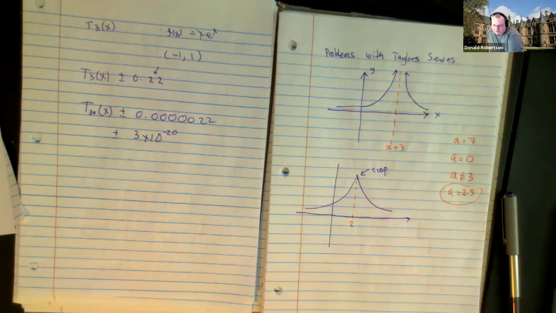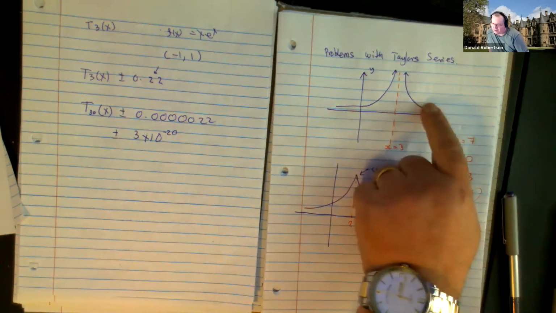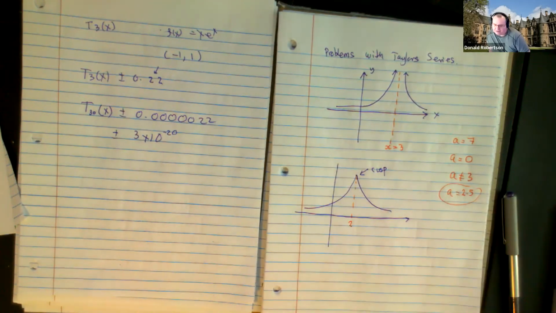So if you're going to create a Taylor series, probably the first thing you should do is put it into Desmos and look at it, right? And say, okay, vertical asymptote, make sure I keep away from that. Oh, one of those guys, keep away from that.